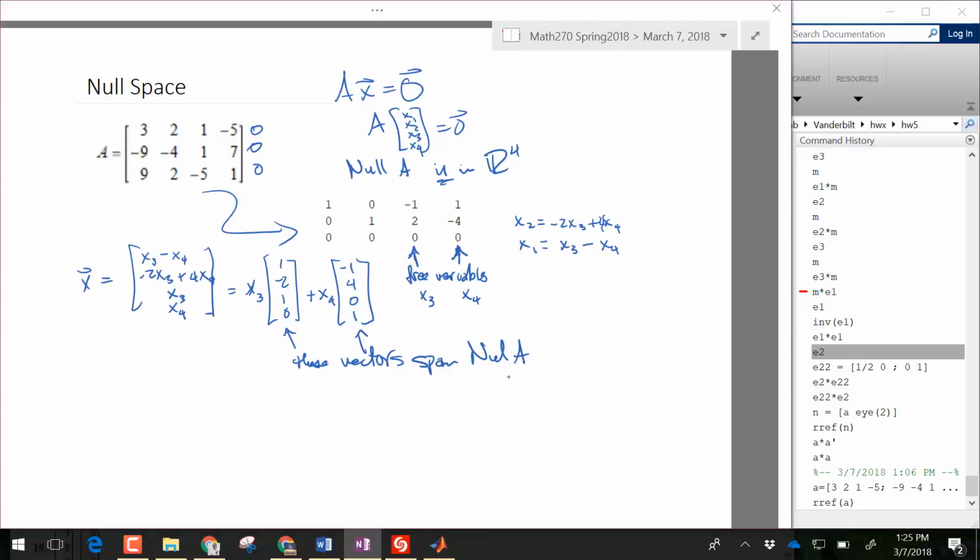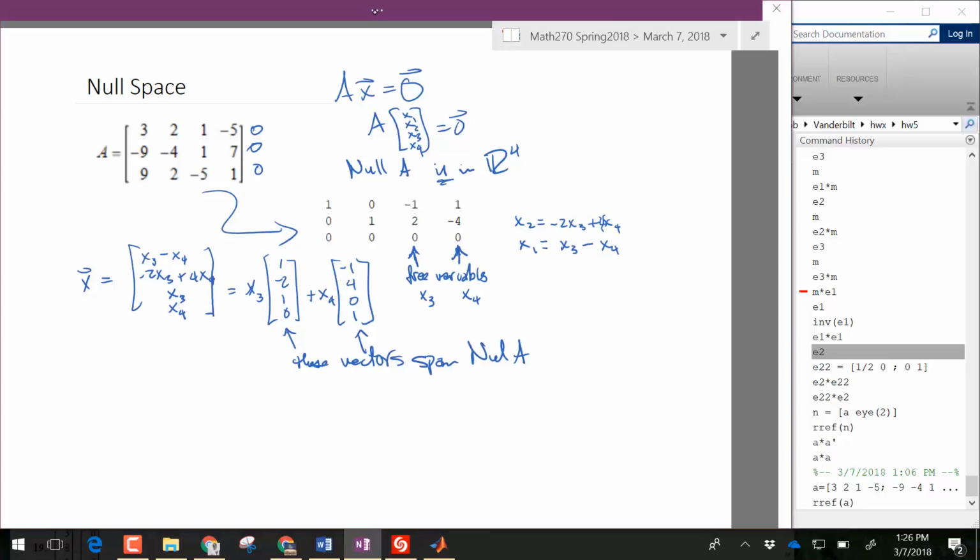Everything on that plane is null space. A linear combination of the two vectors is in null A, the span of it, yeah. Which means if you give me any two numbers and I put them in for x3 and x4, I'm going to get a vector, right? And if I multiply that vector with A, I'm going to get 0. You understand that part? So give me a value for x3 and x4.